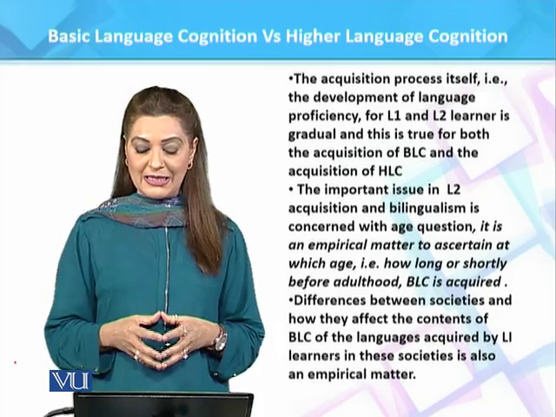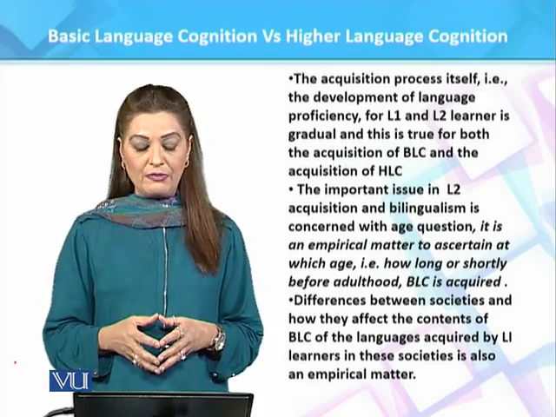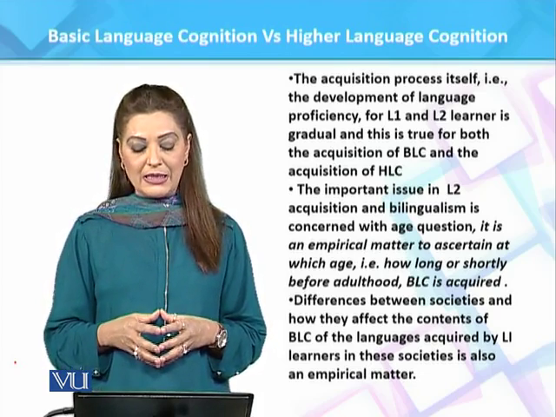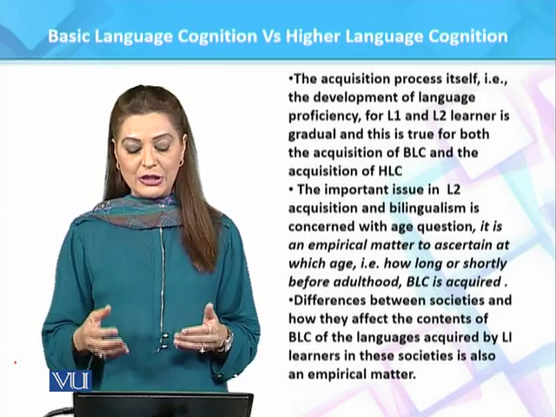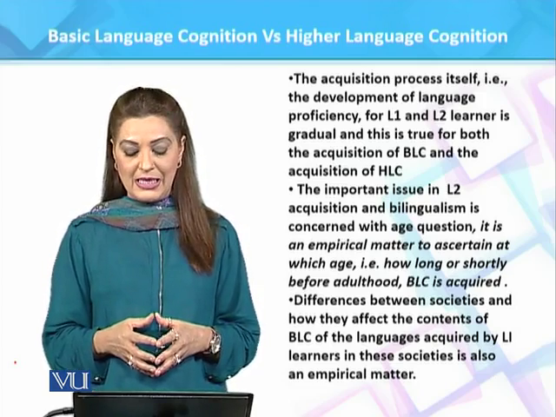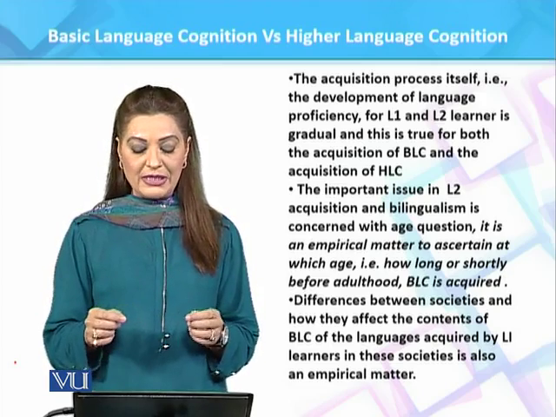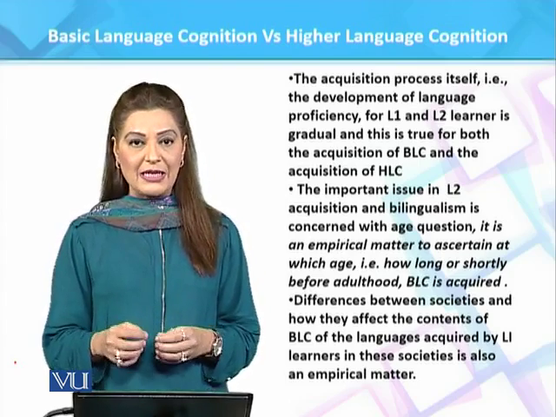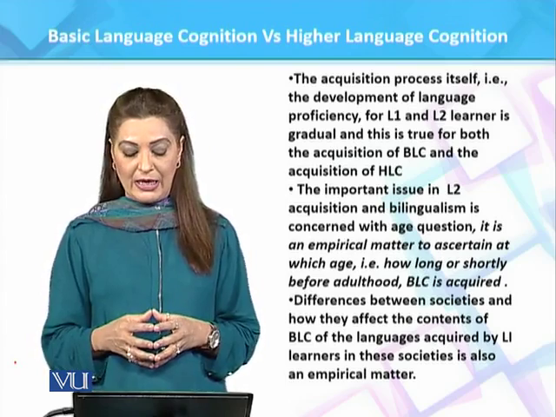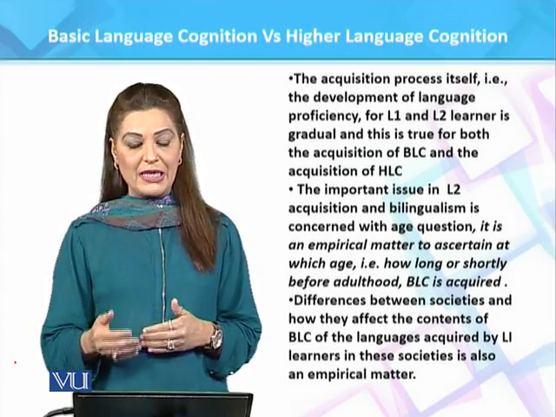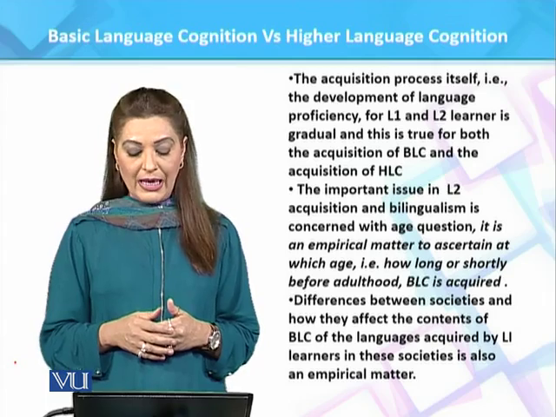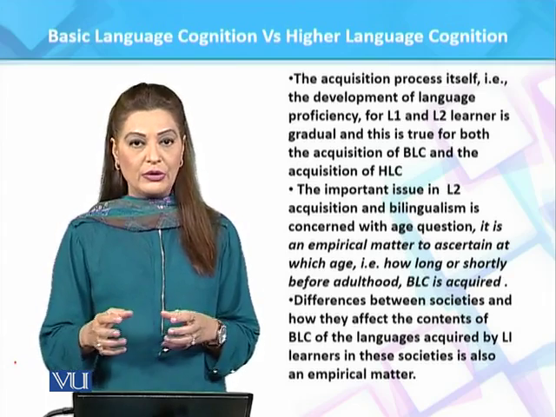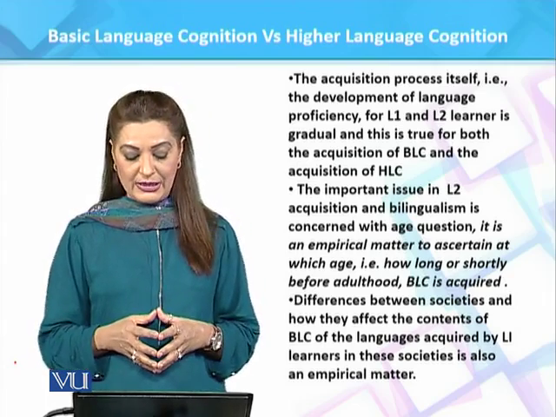The acquisition process itself, the development of language proficiency for first language learner and second language learner, is gradual, and this is true for both the acquisition of BLC and the acquisition of HLC. So we see that when we are talking about the development of language proficiency, this process itself is very complicated, highly complex for the first language learner as well as the second language learner. And therefore, we see this happening gradually in both BLC as well as HLC.